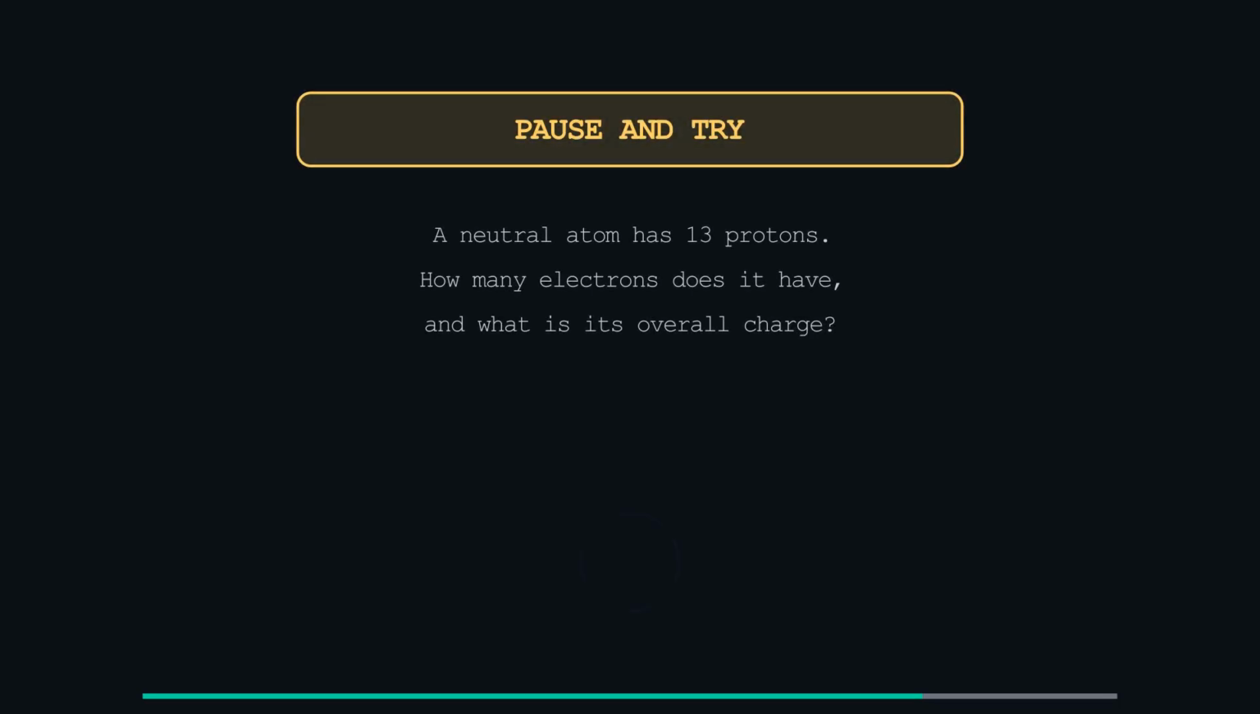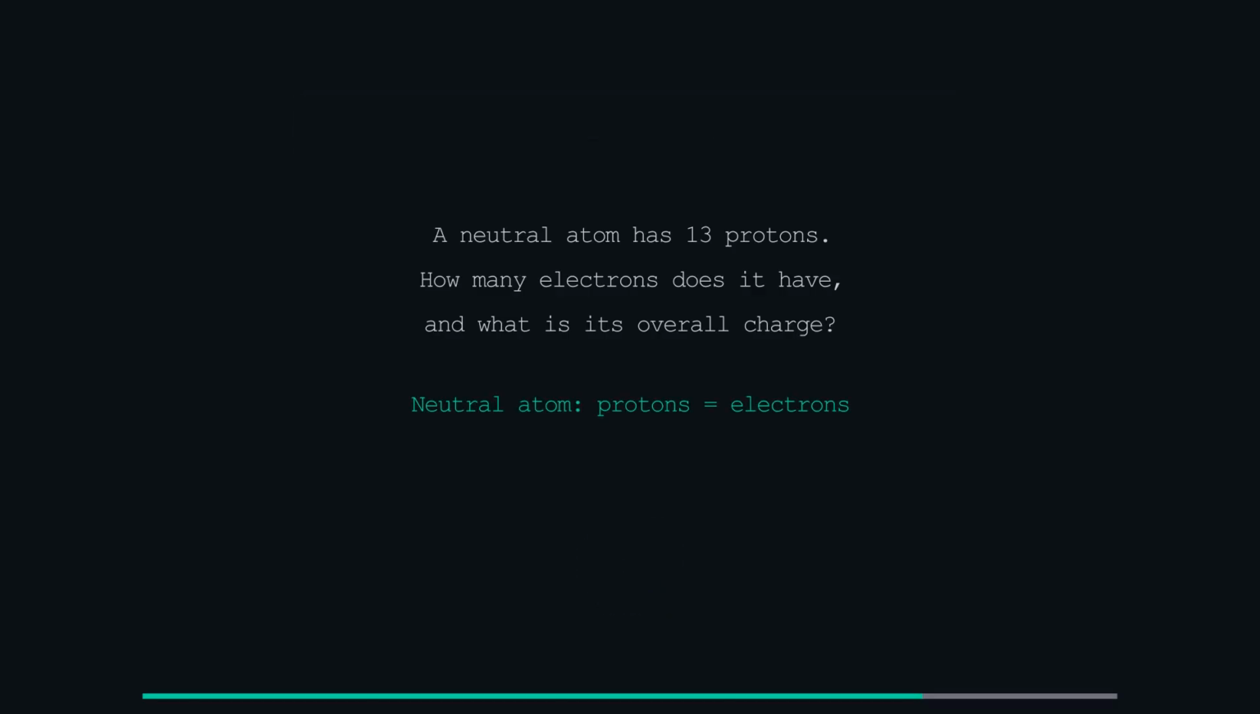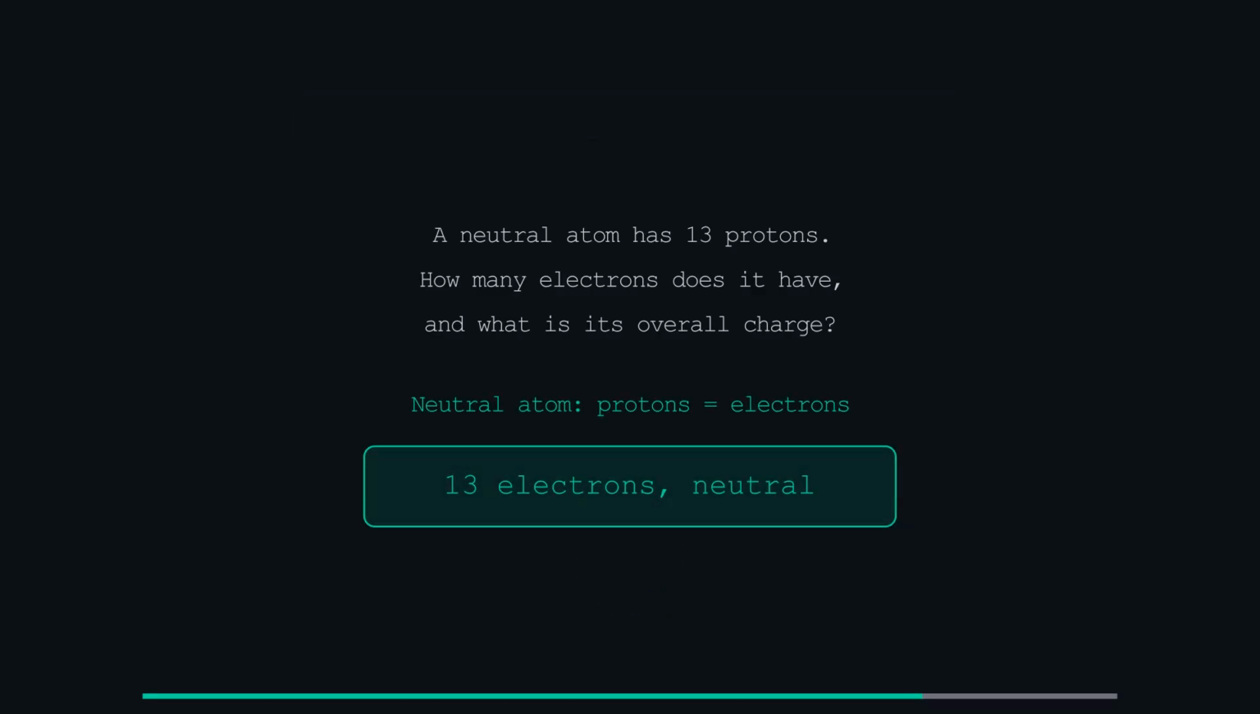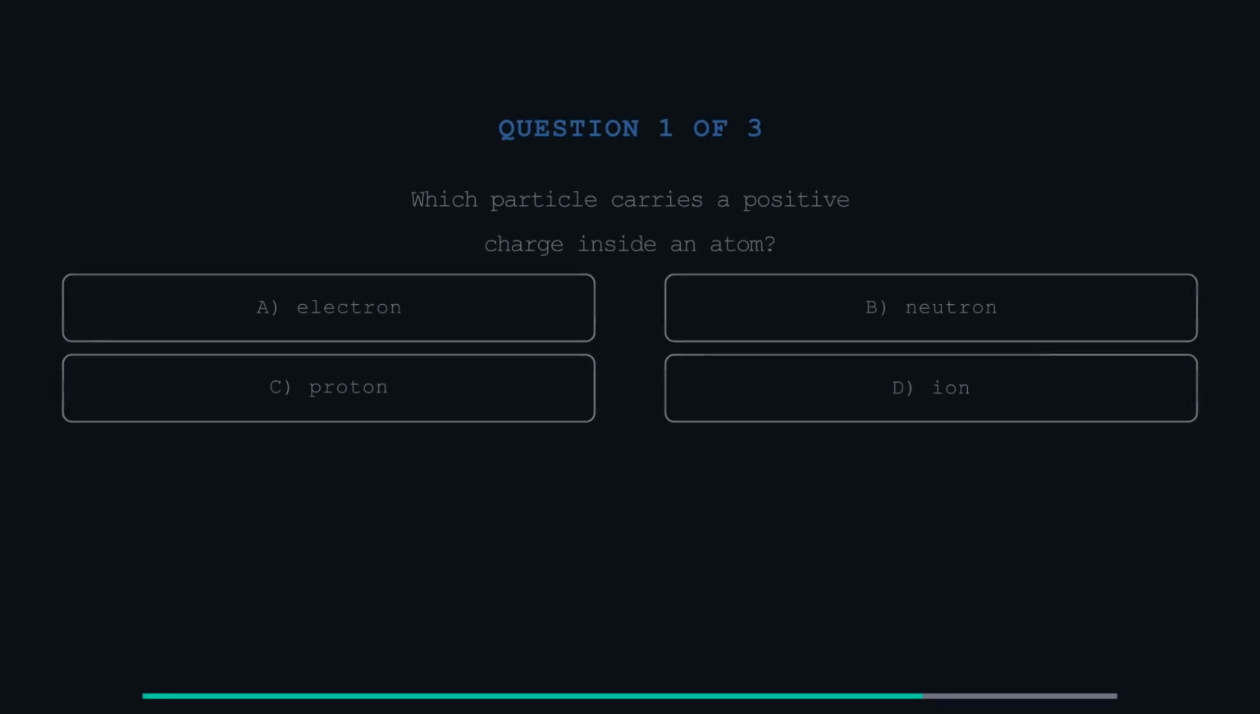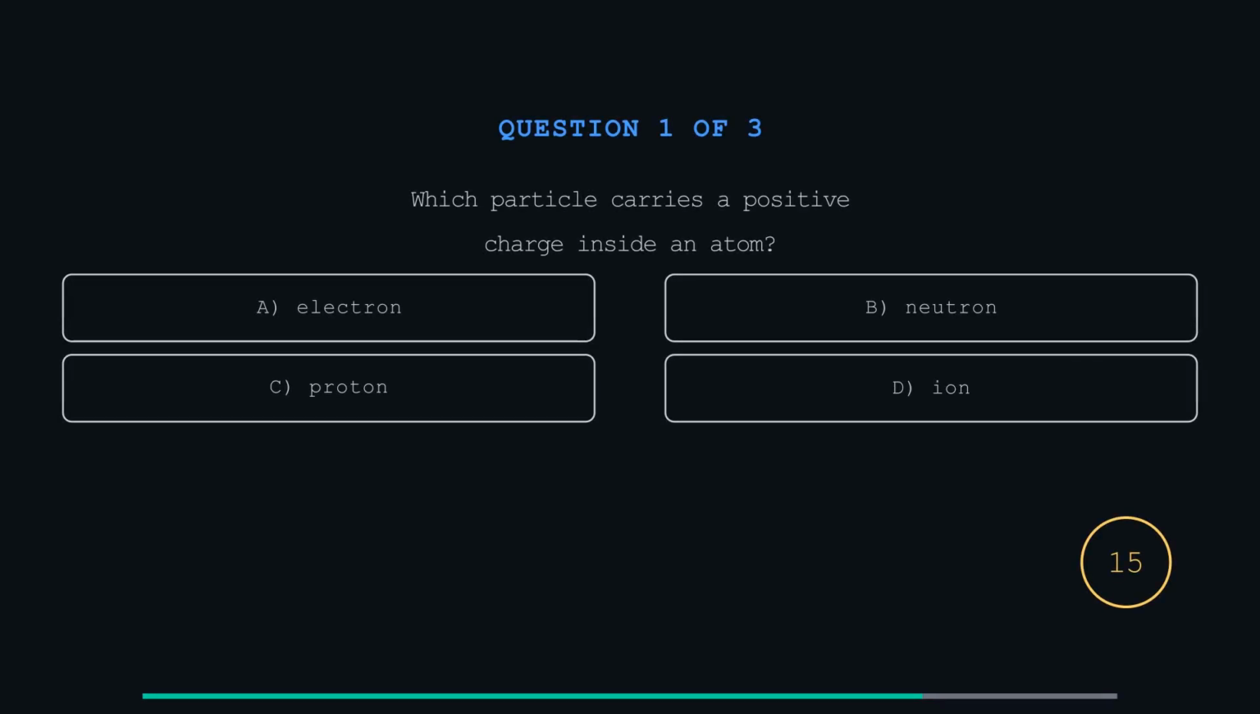Here is one for you to try. A neutral atom has 13 protons. How many electrons does it have, and what is its overall charge? Pause the video now. Read the question and select your answer.